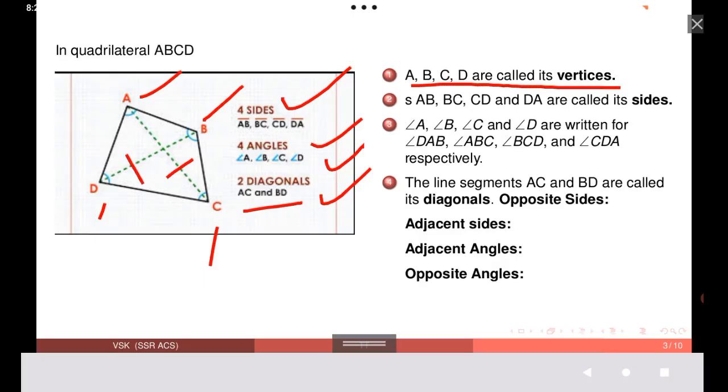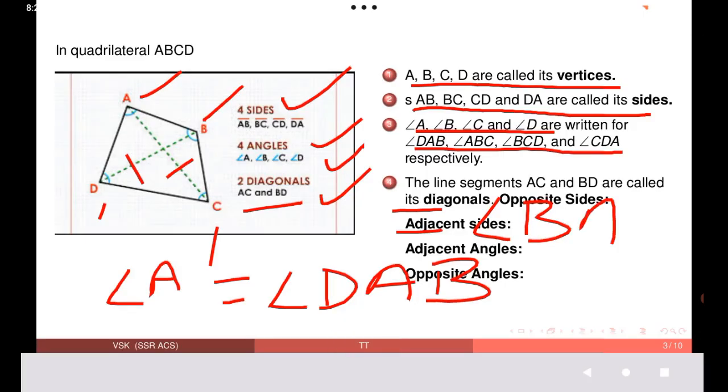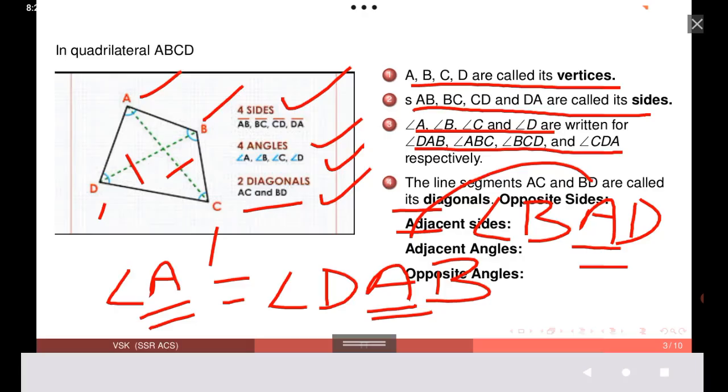We have seen that AB, BC, CD and DA are the sides, and these are the angles A, B, C, D. The angle can be written in this fashion. Suppose angle A, this can be written as angle DAB, or as angle BAD. If we are talking about angle A, then it should be in the middle. By these 2 notations, we can represent the angle A.